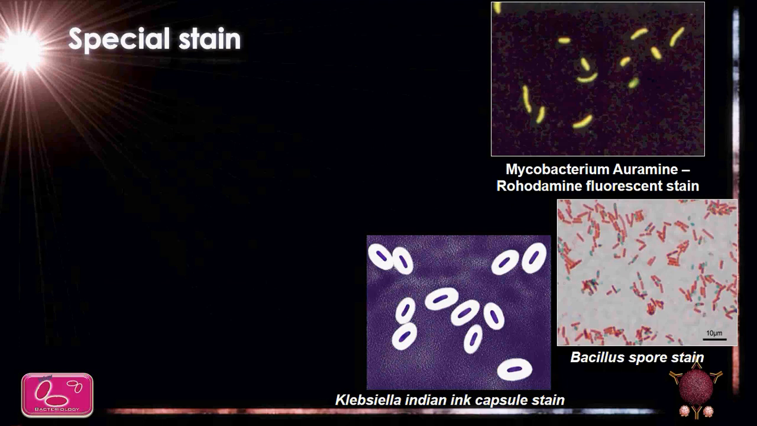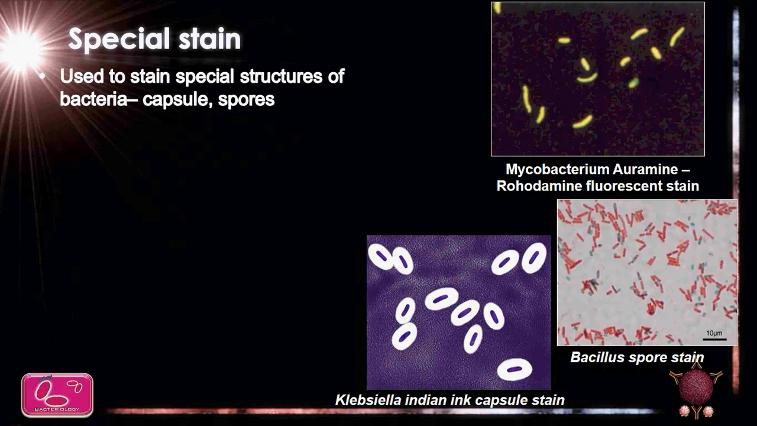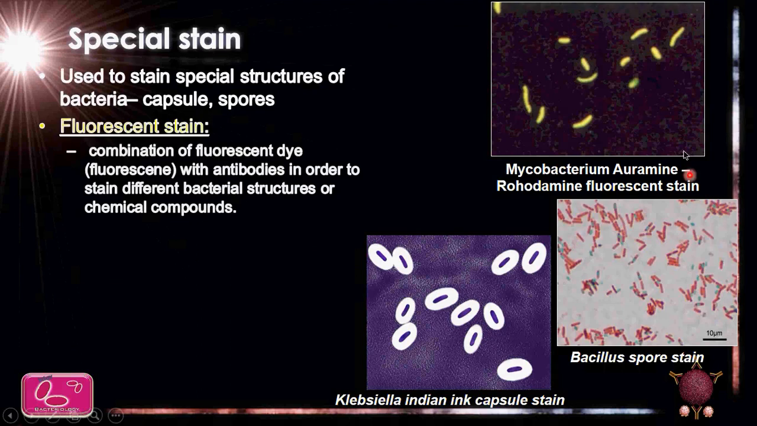Finally, there are some specialized stains. For example, in mycobacteria, we can use a fluorescent stain, as you can see here, which is just antibodies linked with a fluorescent dye, like auramine or rhodamine. As you can see here, it stains specialized structures within the bacterial cell wall, appearing fluorescent green against a black background.